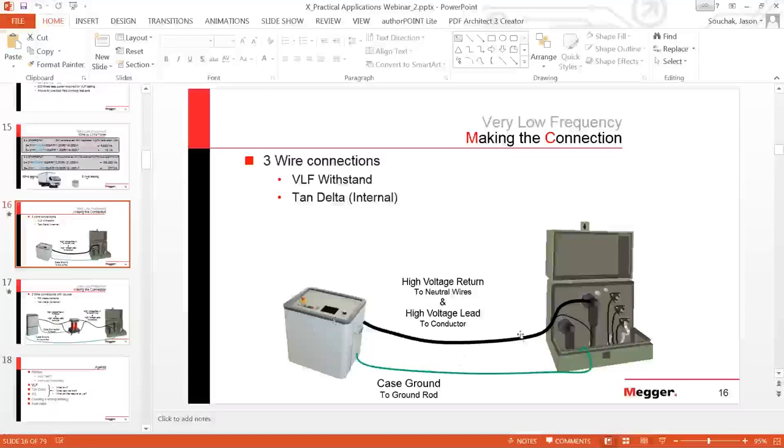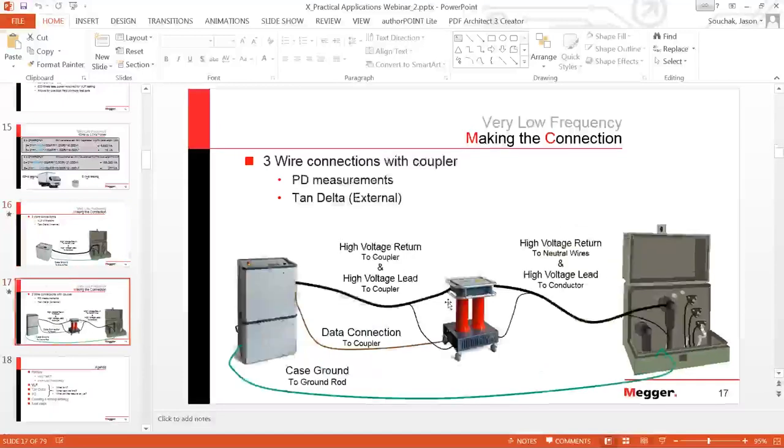Okay. The connections for the tan delta are the same as the three wire connections for internal. When the tan delta is built into the unit itself, it's just a three wire connection. There's nothing extra you have to do. Some units, though, have an external coupler, and it'll be very much the same here. I chose to use a partial discharge coupler. Otherwise, the slides get too complicated, but it's very much the same.